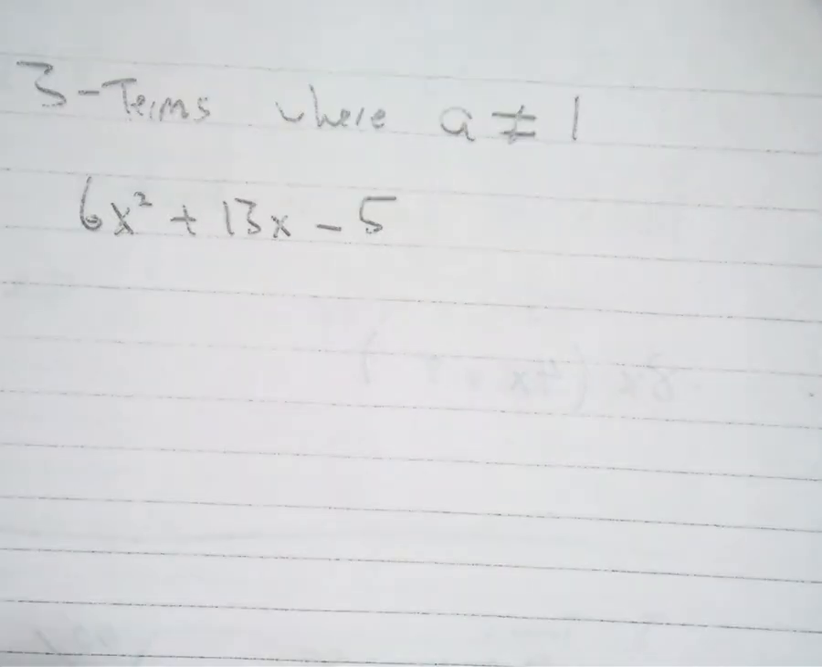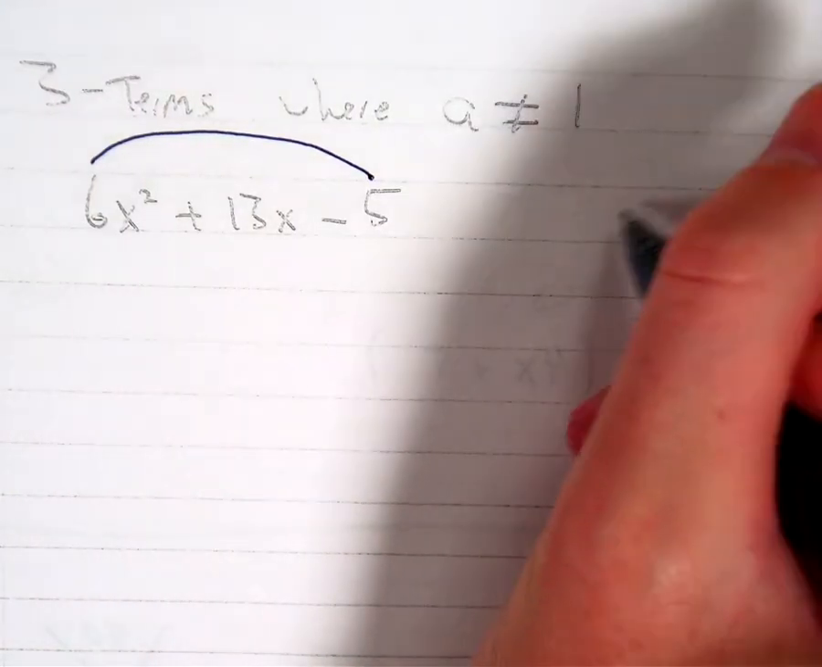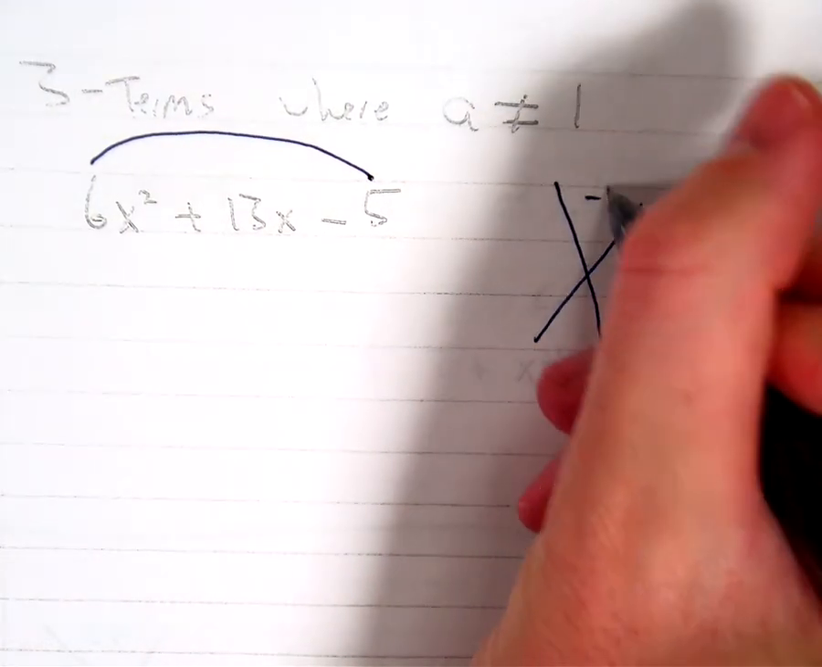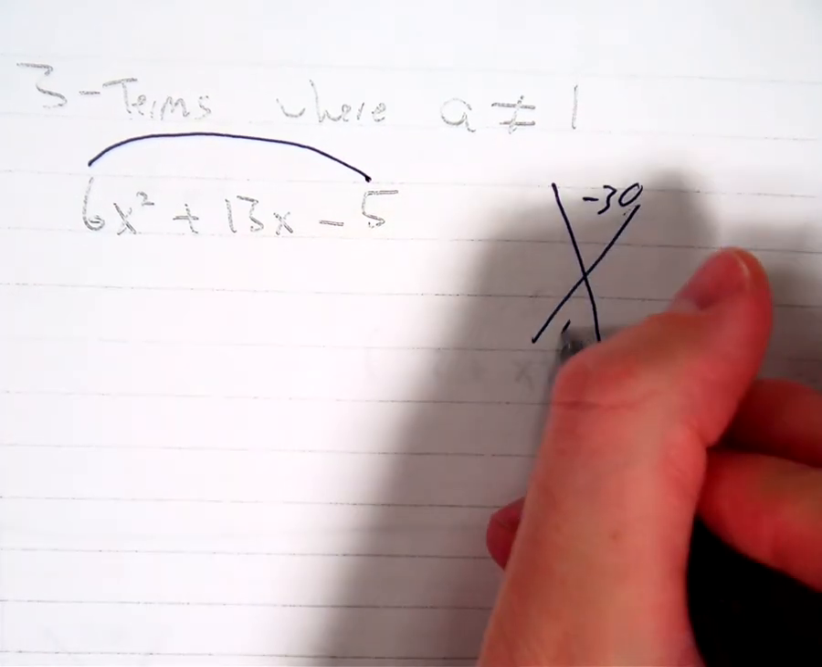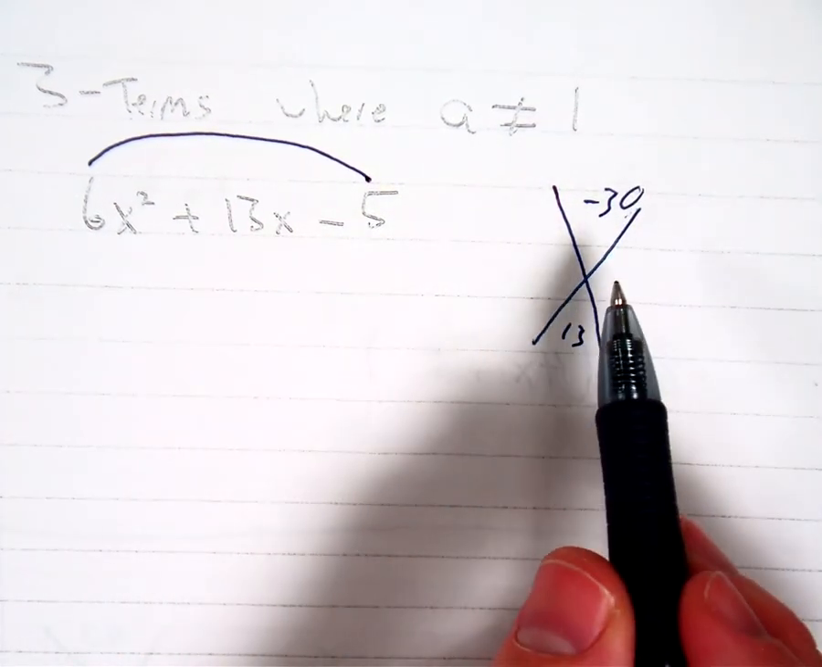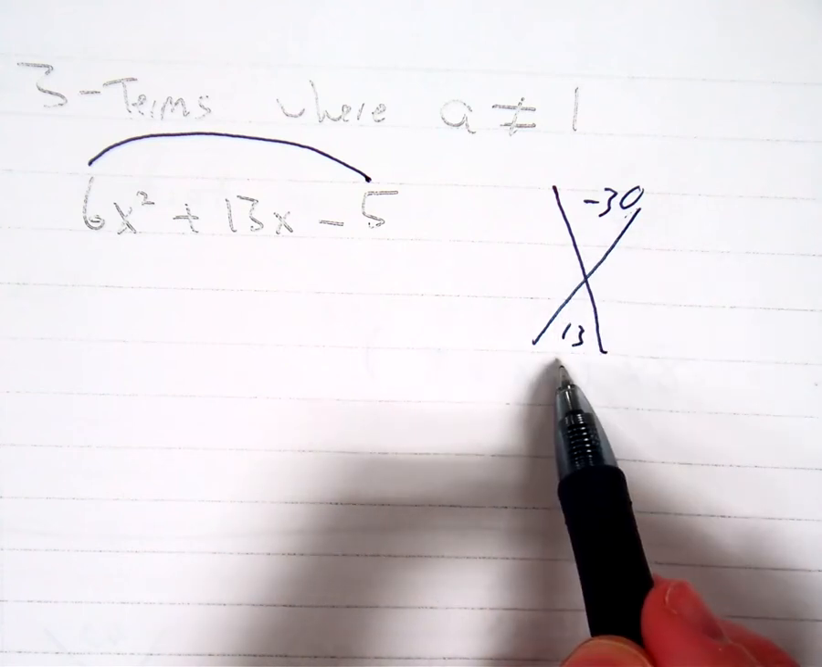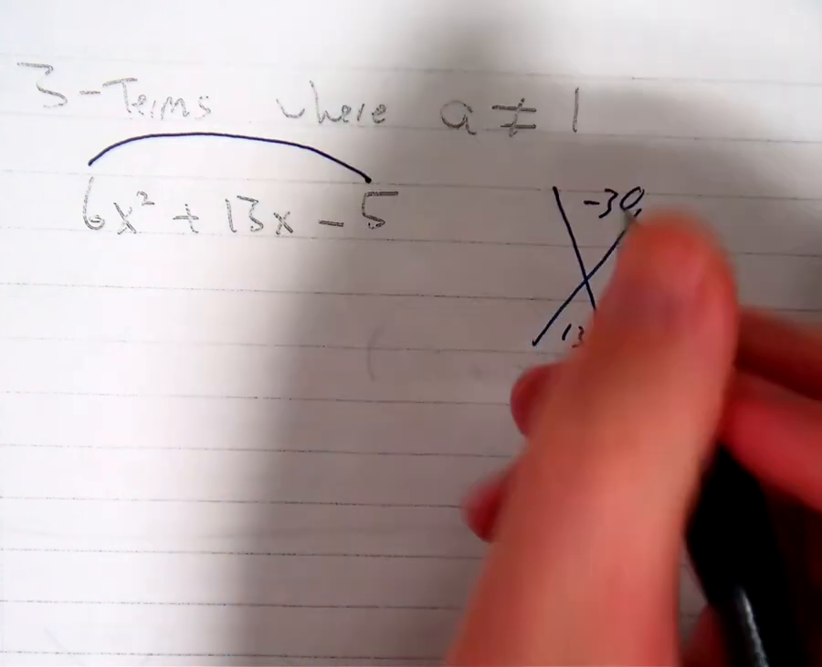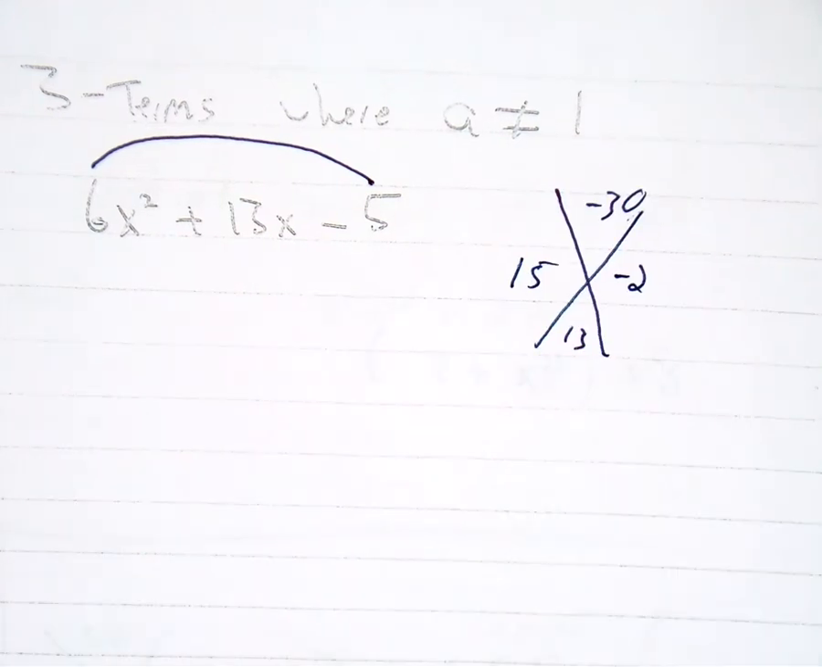So when that happens, you have to multiply the front times the back to get your top number, and it still adds to the middle number. What multiplies to negative 30 and adds to 13? Okay, we're going to have 15 and negative 2.